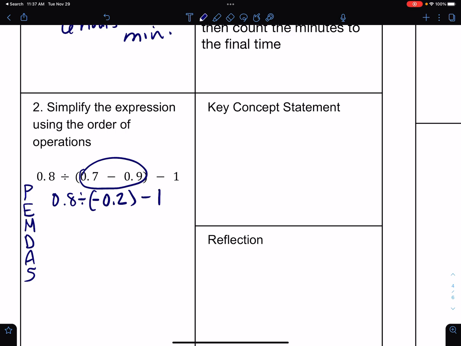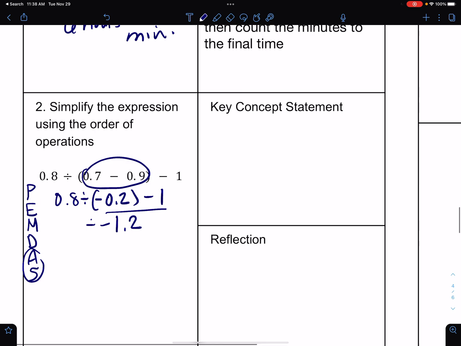Okay, now I need to do the subtraction, so I need to do this part. That's negative 2/10 minus 1 more, so I get negative 1 2/10. Well, that's an interesting situation. So this is kind of going to be a gross number. It's going to end up being long division. So this is 0.8 divided by 1.2.